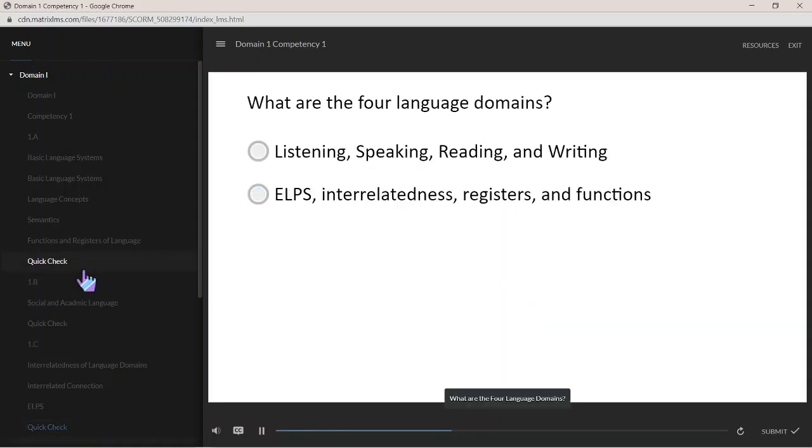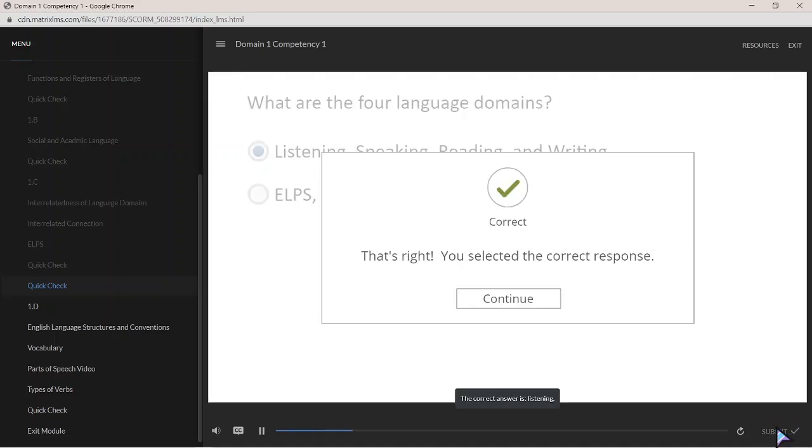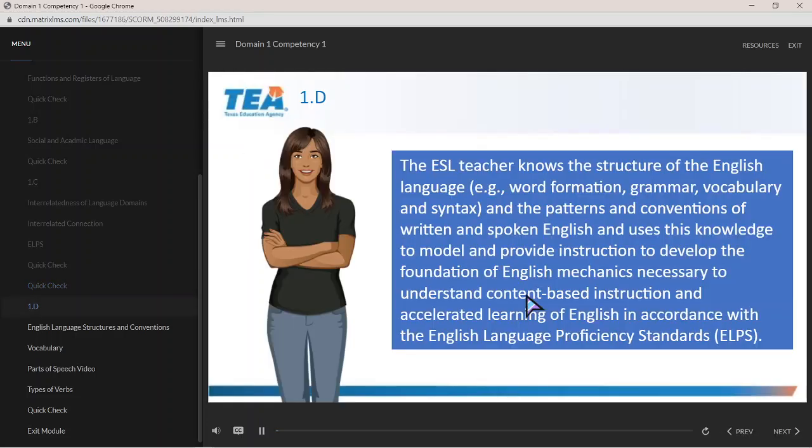What are the 4 language domains? The correct answer is listening, speaking, reading, and writing.